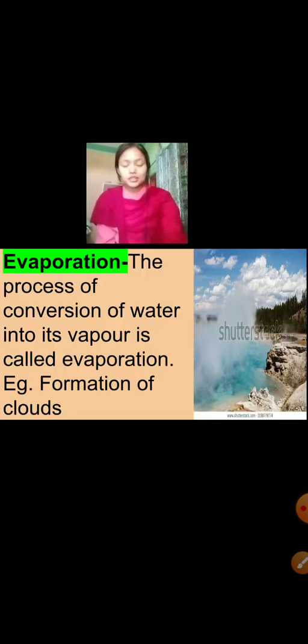Now the next one is evaporation. What is evaporation? Evaporation is a process we are aware of. Yes or no? We have studied this process in the water cycle also. So evaporation is the process of conversion of water into water vapors. When water converts into water vapor, this process is known as evaporation. So evaporation is generally involved in the formation of clouds.